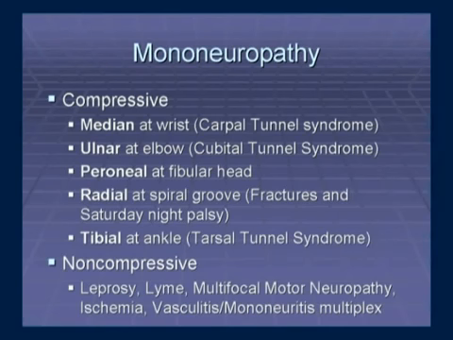Basically, the spiral groove is a part of your humerus, which is the main bone. It's the only bone in your upper arm. The radial nerve lies very close to the bone in this area, so if you fracture your humerus, you can actually cause a radial neuropathy.